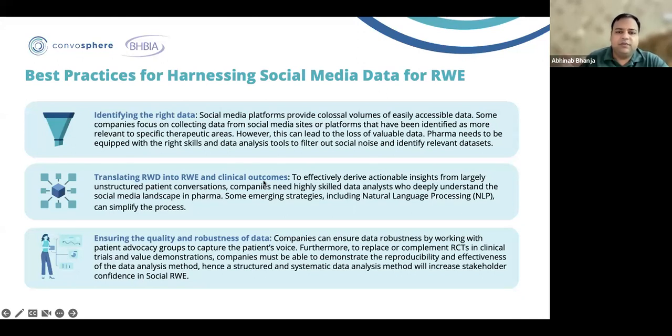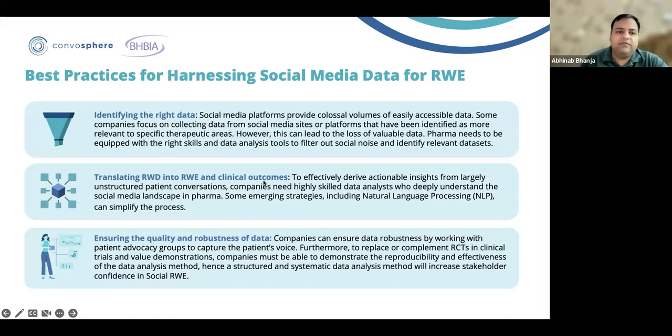A skilled team and tools are definitely a requirement. On top of that, there are some emerging strategies, including natural language processing, which can simplify the process. Definitely it will not do the entire coding exercise which Jackie just showed, but there are ways in which we can simplify the data collection and filtering process through the use of AI, search filters and term filters, to get to the crux of the data and derive the relevant data sets.